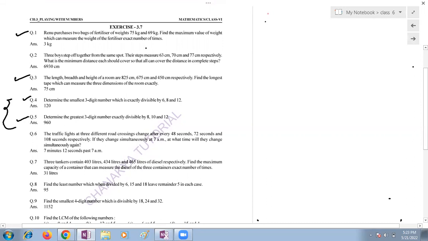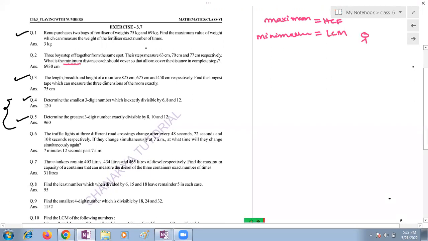Find the LCM, ma'am, because it is the minimum. That's okay. Find the minimum distance. Minimum is the keyword. Maximum means what you should do, children? The difference between all the three, ma'am, is 7. 63 plus 7 is 70, 70 plus 7 is 77. So it will be the difference. Yes, very good.